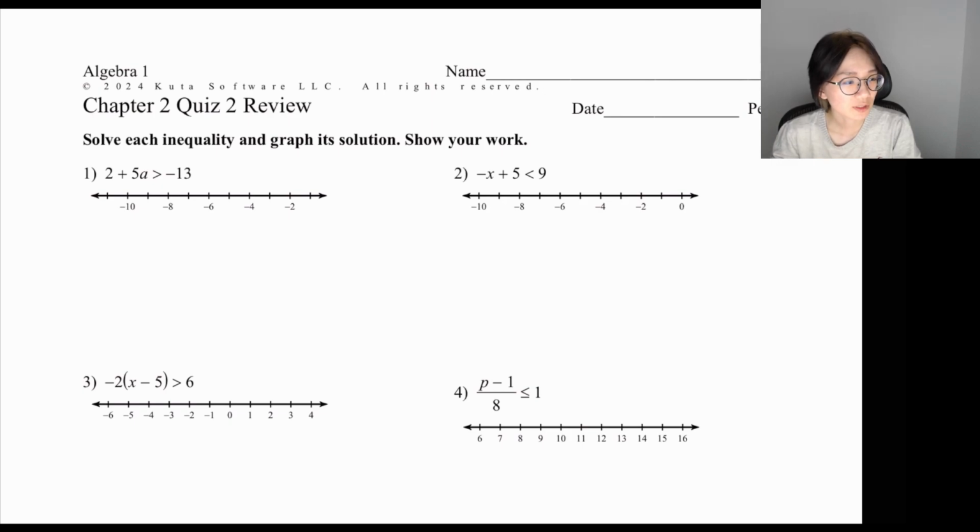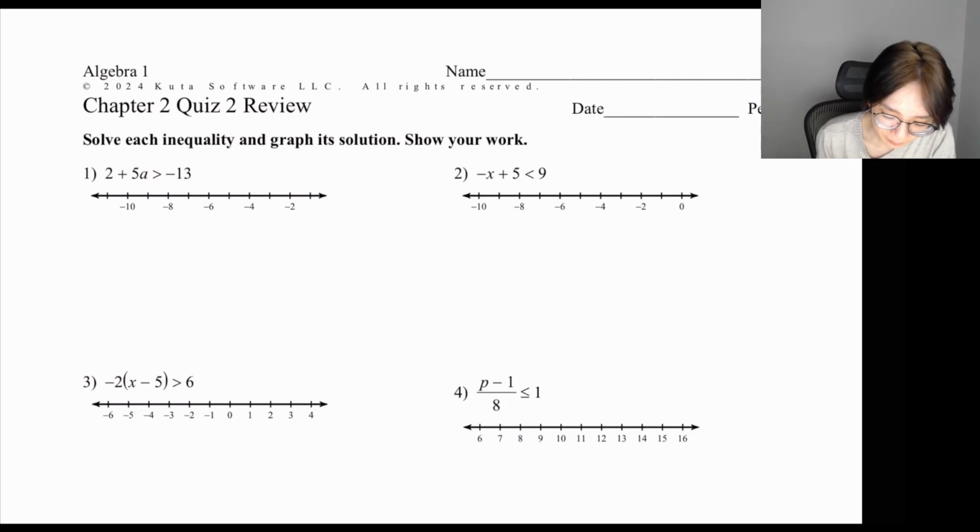If you're confused at any point, or if you don't feel like you understand what's going on, then I encourage you to go back through my other video, lesson 2.4, solving multi-step inequalities. Watch that first, and then come back here and see if you can do these problems. Otherwise, I'm just going to get started.